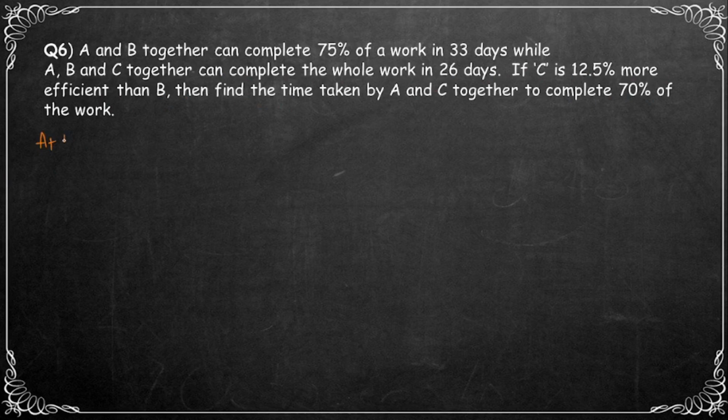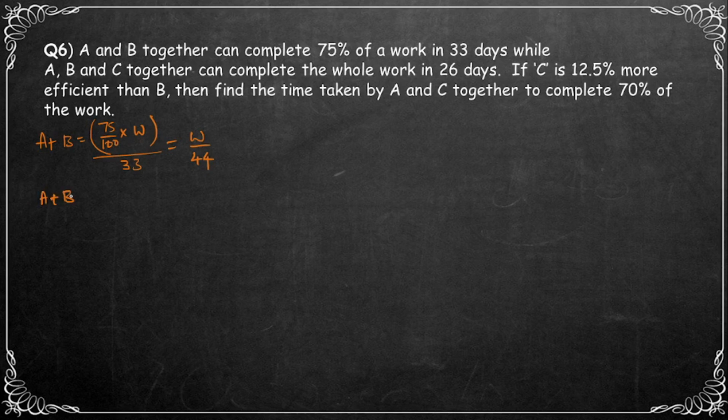So A and B completed 75% of the work. 75% is nothing but 75 by 100 of the work. So that completes the work part in 33 days. So 25 3s are 75, 25 4s are 100. So this 33 will go into 1 by 33. So we have 3 by 4 W and 1 by 33. So 3 ones are 3, 3 elevens are 33. So 4 into 11, W by 44.